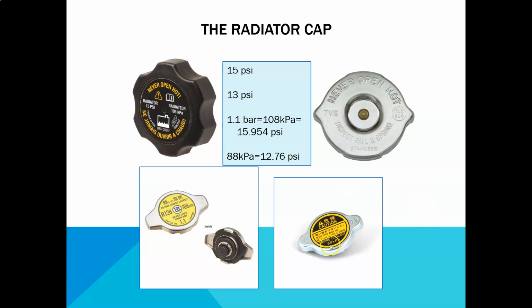Over here we see 88 kilopascals. Well, 88 kilopascals is about 12.76 psi. So you'll need to know that when you're doing this, because you're going to find a coolant pressure tester that only records in psi. So you're going to have to do this calculation and figure out what you actually are dealing with.